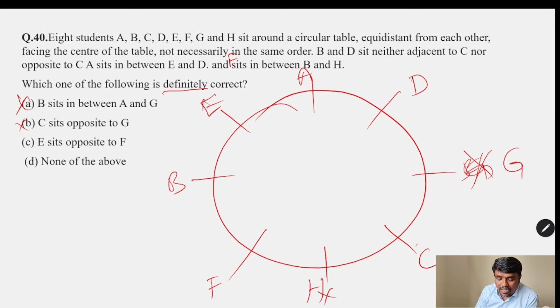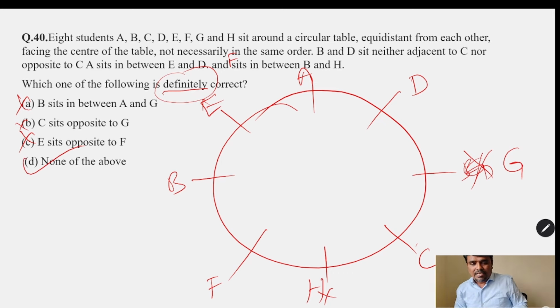Are you getting it? I'm not saying whatever I drew here is the final answer. It is one possibility. If it is not correct in this possibility, then since the question is about definitely correct, it's not definitely correct. I got one possibility where these are wrong. E sits opposite to F? That's also not definitely correct. So none of the above is correct.